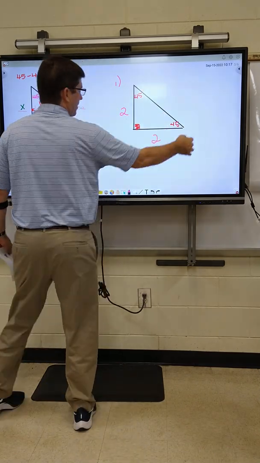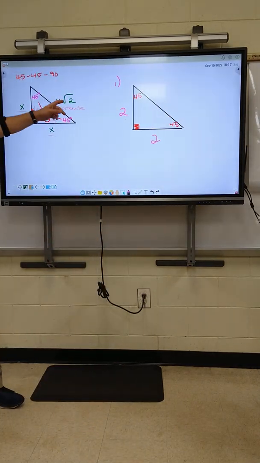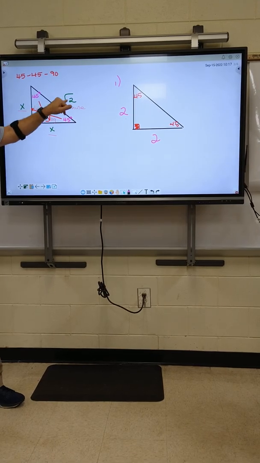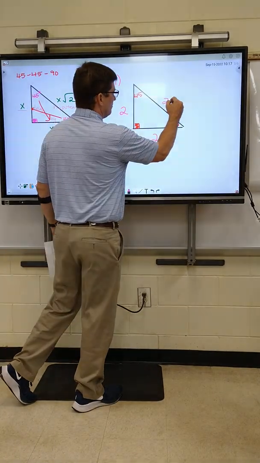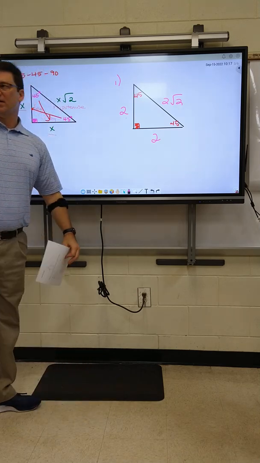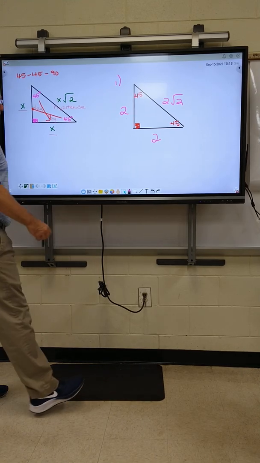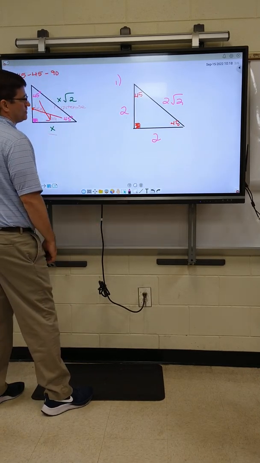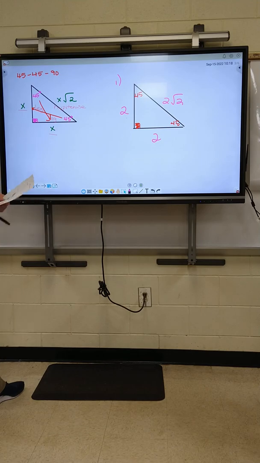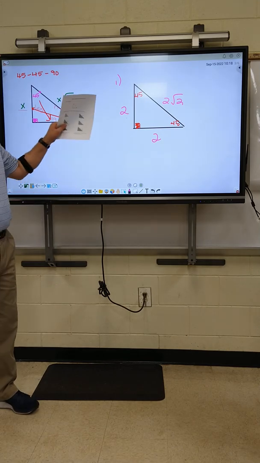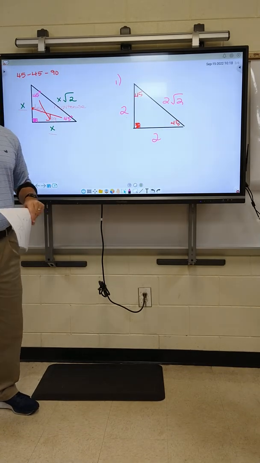All right, what do I know about the hypotenuse side? Look at your formula. What does it tell you to do? Whatever this side is, put it right here, times it by root 2. We'll leave it 2 root 2. You don't have to make it a decimal. You can leave it 2 root 2. Everybody good on number 1? It's solved. Once you fill in all 3 sides, it's done.